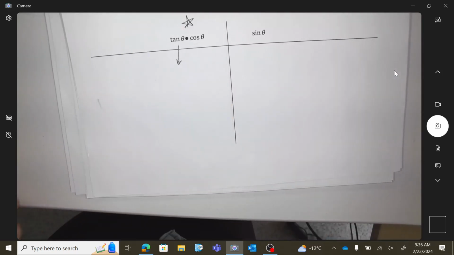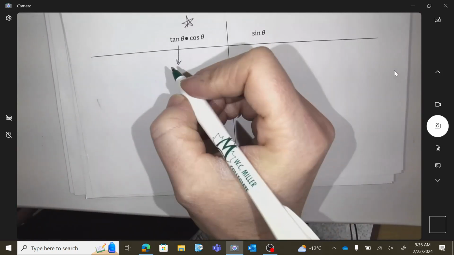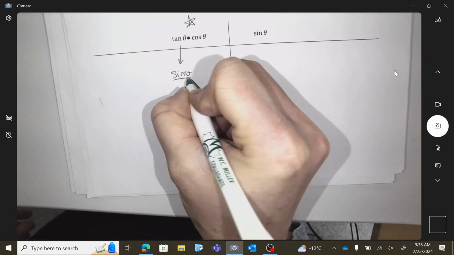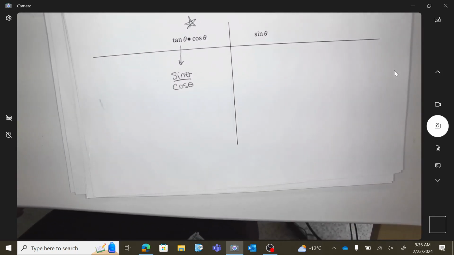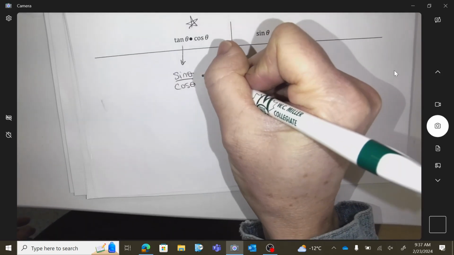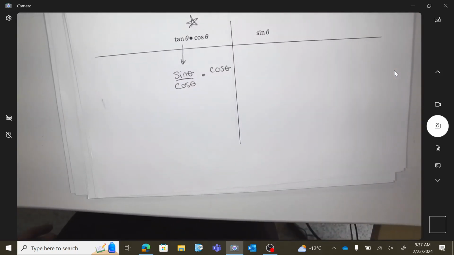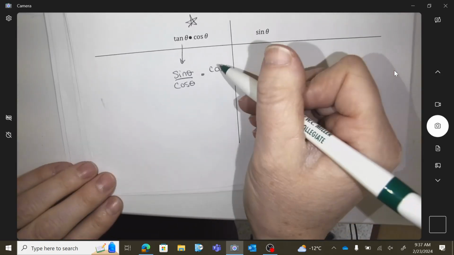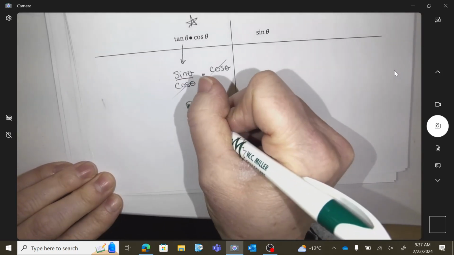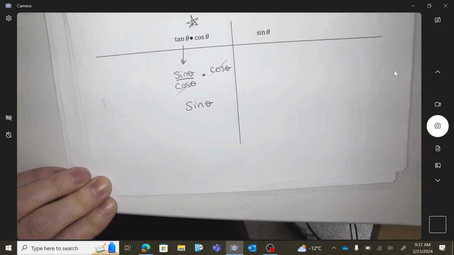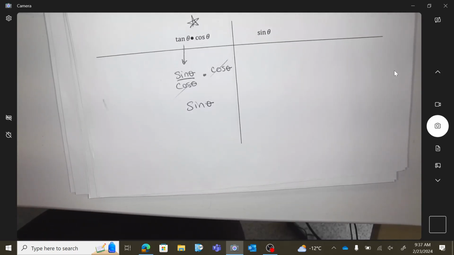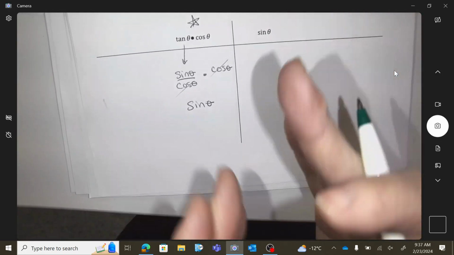You would do a substitution for tan. Okay? So tan is the same as sine theta over cos theta. I can cancel, because they're multipliers, and I get sine theta and I'm done. Why am I done? Because this side now looks the same as that side.